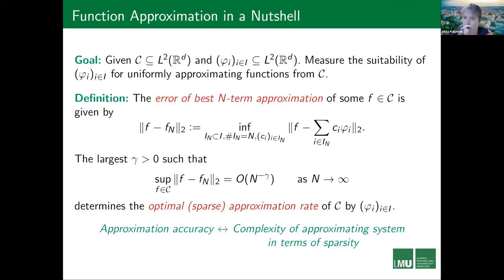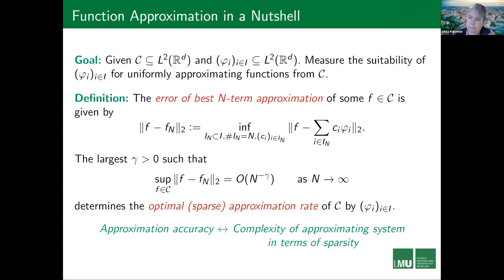But the main point here was to fill this with life. This is the slide we already saw. So this could be cartoon-like functions. This could be a shearlet system. And then this gamma equal to 1 was the optimal rate. And we showed that up to a log factor, shearlets actually meet that.